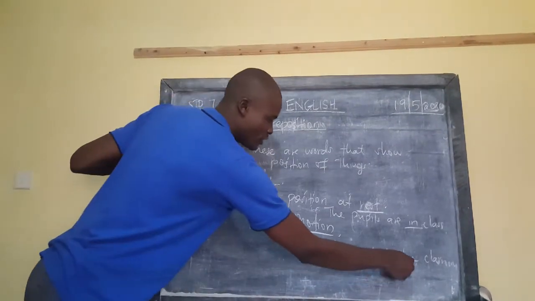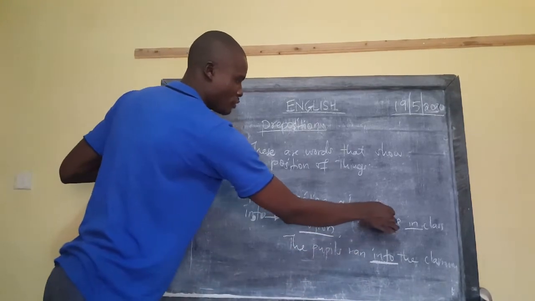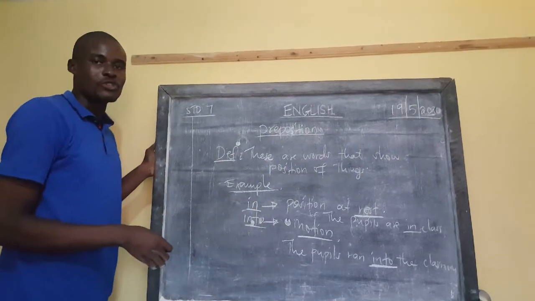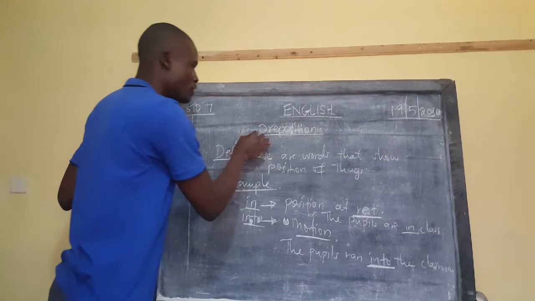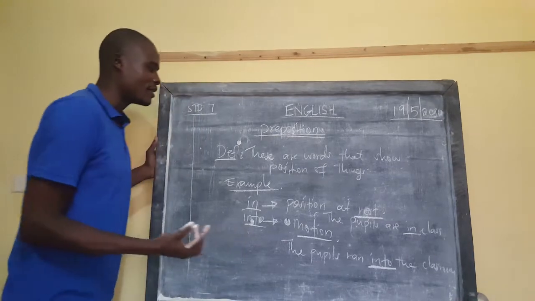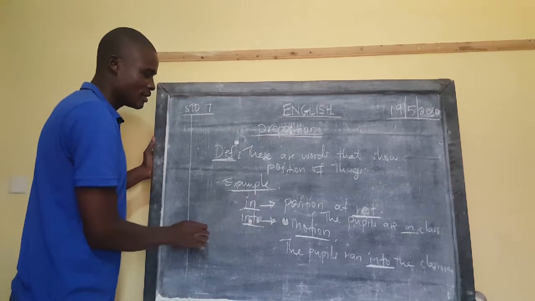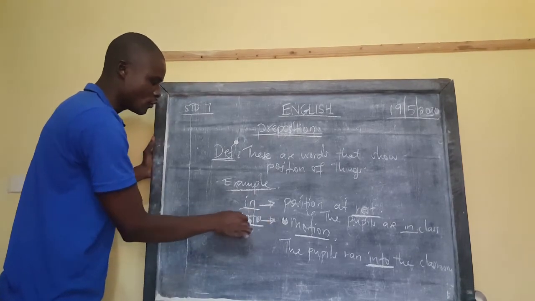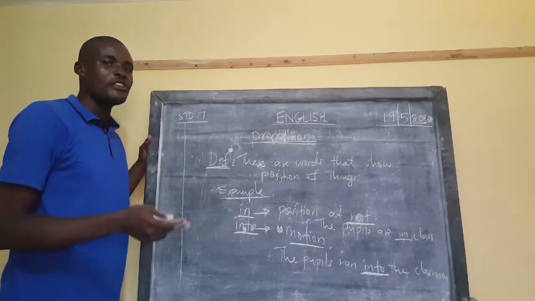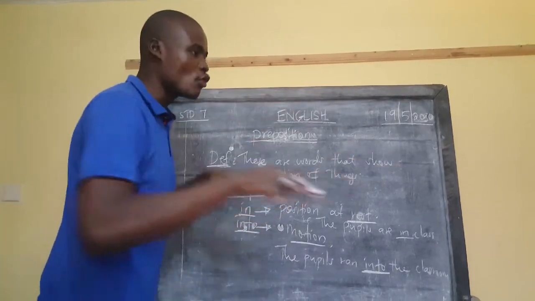So into, learner, differentiate them. This one shows motion, that there was movement, and then in shows that you are at position at rest. That's the difference between in and into as prepositions, learner. Just to go back to our definition, these are words that show the position. So when you are in class seated, you are at position at rest, hence we must use: the learner is seated in class. When you are moving, you are getting into that place. A dog jumping into a river, we say that the dog jumped into the water or into the pool because there was some movement as the dog was running.